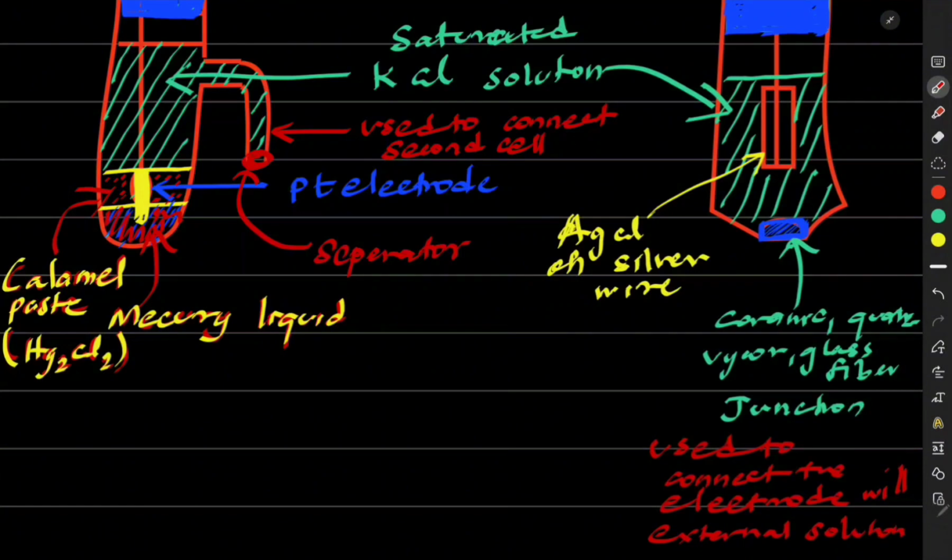In metal ions, we learned that the standard hydrogen electrode is a reference electrode. In general, the calomel electrode and silver chloride electrode are also known as reference electrodes, as the potential of these electrodes remains almost constant during the experiment time.